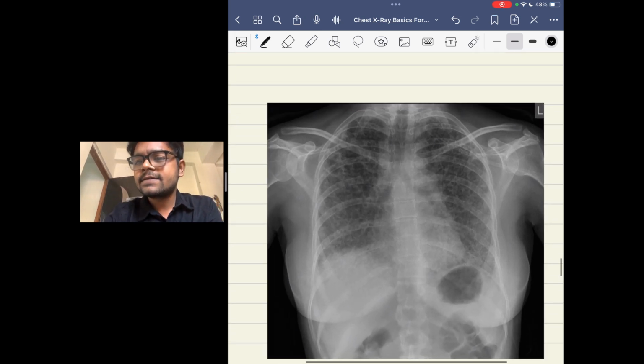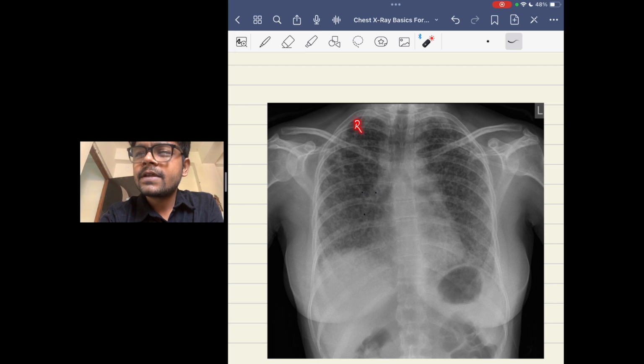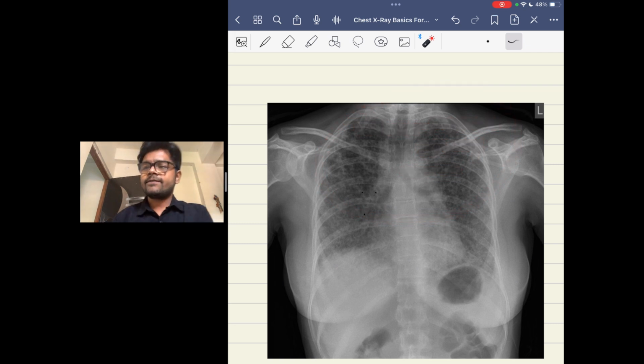This is another X-ray. This also has coarse markings in bilateral lung fields. This is more of nodules, and some part is also reticular thickening. So this is reticulonodular opacities in bilateral lung fields. This is how we describe the X-ray. Definitely there is loss of lung volume in the bilateral fields, because these are changes you see in diseases that cause volume restriction, that is restrictive lung disease.